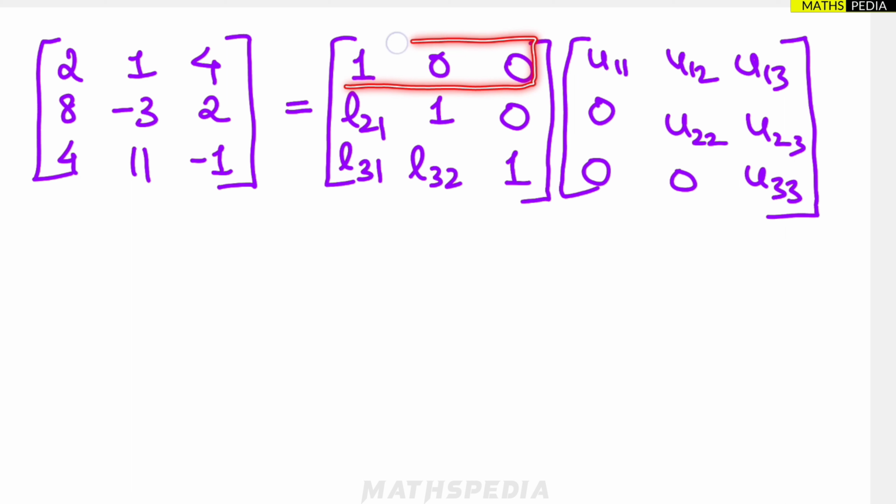So start with the L first row because here 1 is sitting, 0 0. So it is easy for you to find the unknowns. So start with L first row, multiply the first row of L with the first column of U. What you're going to get? Let us see.